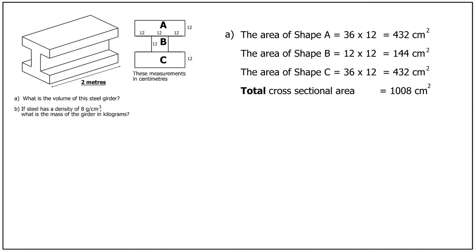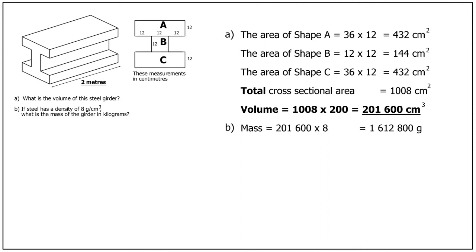Before we go on to find the volume of the girder, there's one thing we should notice, and that is that the length is given in metres, whereas all the other measurements were given in centimetres, something you must always watch out for in this type of GCSE question. So we write the length as 200 centimetres, not 2. The volume is therefore 1008 multiplied by 200, which is 201,600 cubic centimetres. So that's part A dealt with.